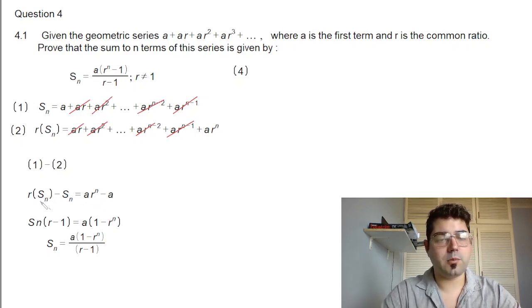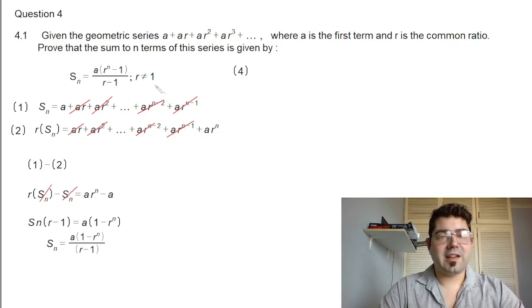Then from here we are going to factorize out the Sn, the sum, and we're left with r minus 1. Remember, when we factorize, that Sn is going to leave a 1 behind. On the right hand side we factorize out a, so we have a into 1 minus r to the power of n. The last thing to do is just to divide out that r minus 1, so we get that fraction, and then it is proven.